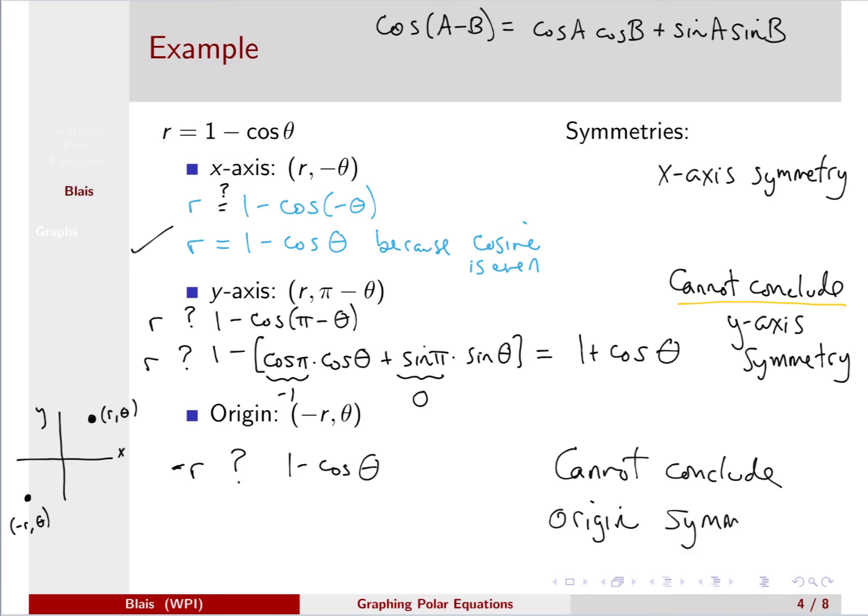And also, you don't have to check for each of these in every example. Oftentimes, you can look at the example, look at the equation, and get a sense whether or not you might be able to pick up one or even two of these symmetries. But the rule is, if you pick up at least one symmetry, it's going to help you substantially in the graphing process. So here, we know that we have x-axis symmetry. So anything that we graph, we will also reflect about the x-axis.